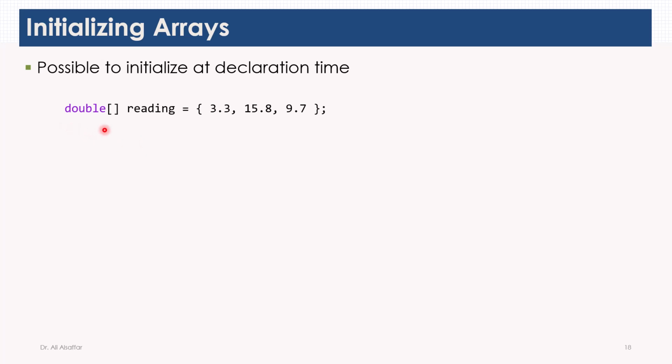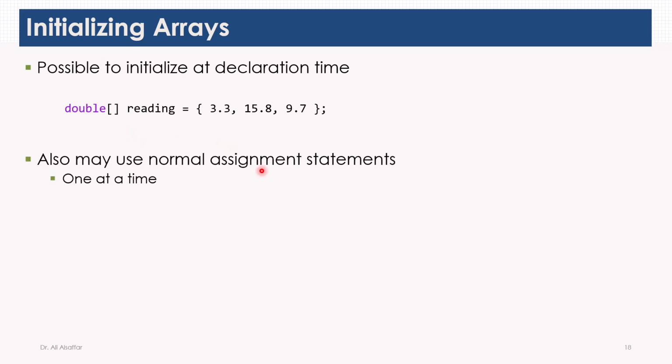First, you declare the array with its data type. You give it a reference, you put equal, and then you put the initial values between curly braces. So to understand what is saved into the array, 3.3 will be saved in index 0, 15.8 will be saved in index 1, and 9.7 will be saved into index 2. The length of this array is 3, so when you call the instance variable length, reading.length will be equal to 3.